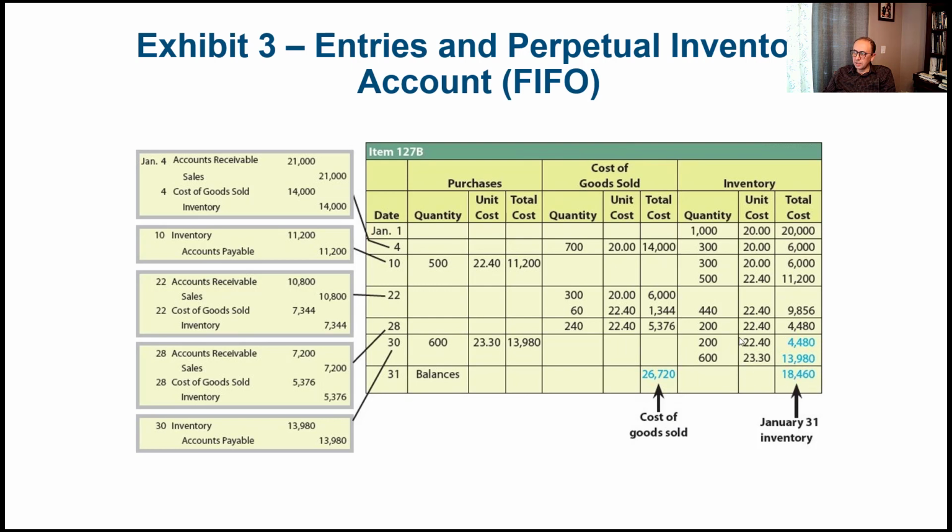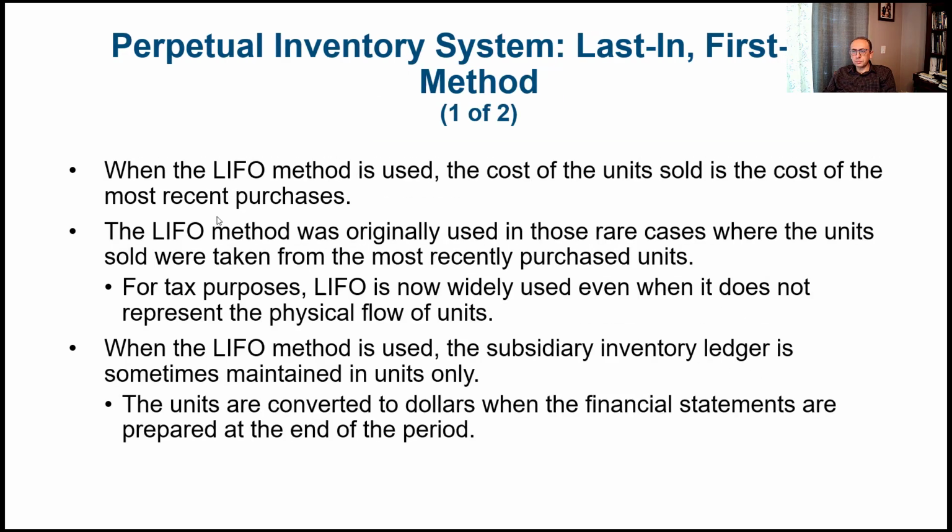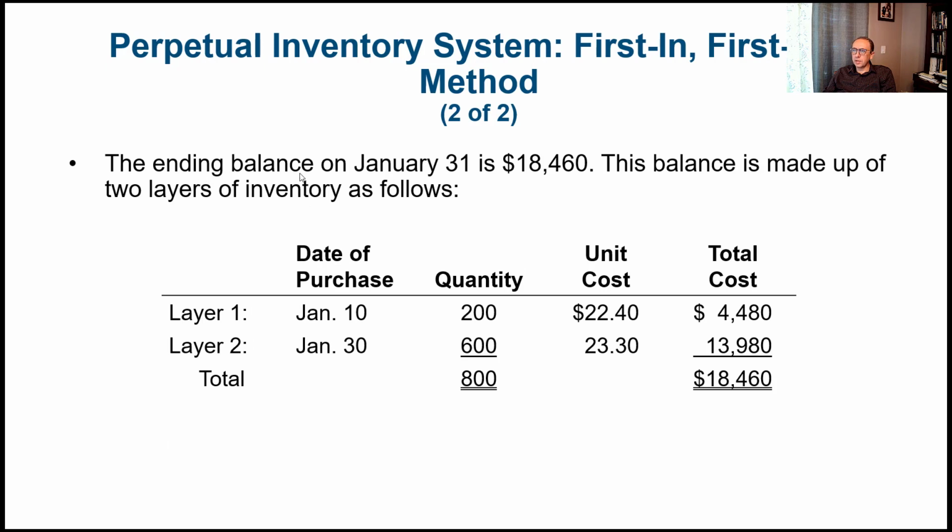But we'll keep in mind that these consist of two batches. But for the balance sheet presentation, we're going to present it as inventory at 18,460. But when we do this for the next month, we have to remember that we have two batches within this item, one for 200 and the other for 600 at two different costs. So, when the ending balance on January 31st is 18,460, the balance is made up of the two layers of inventory as follows, and as I just explained.